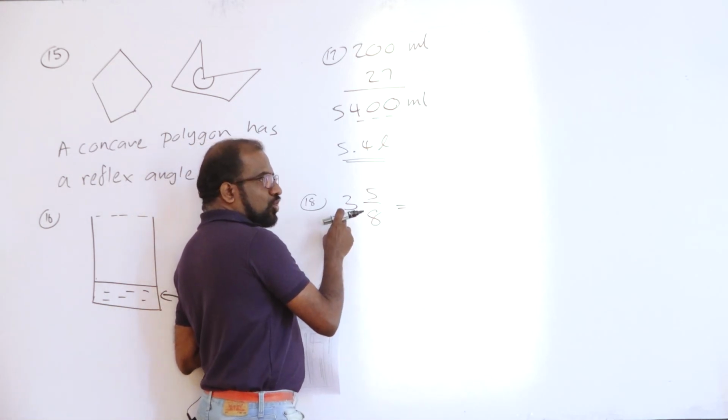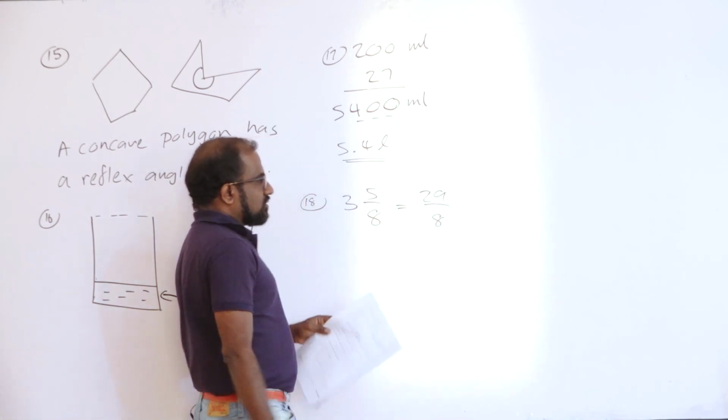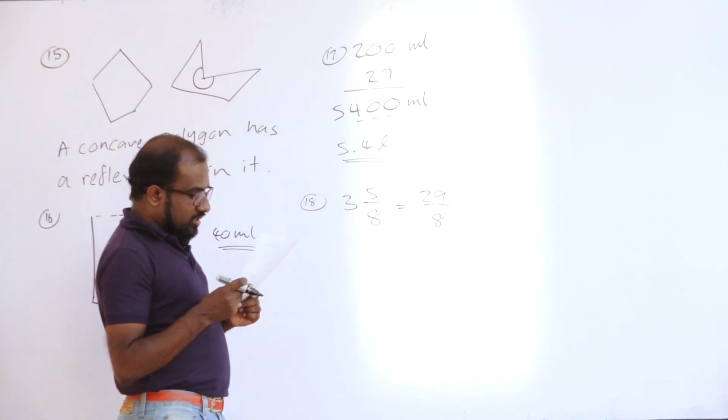8 times 3 is 24, 24 plus this 5, 29/8. 29/8. 19th one.